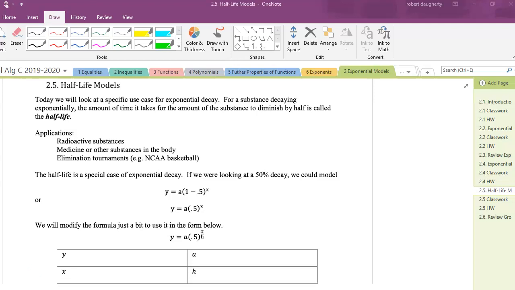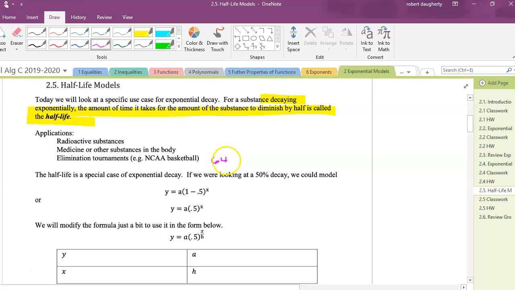So in the last lesson we talked about exponential growth and decay. This is a very specific kind of decay. We're looking for substances that decay exponentially to 1/2 of what they used to be. For example, let's take the easy one here, the NCAA basketball tournament.